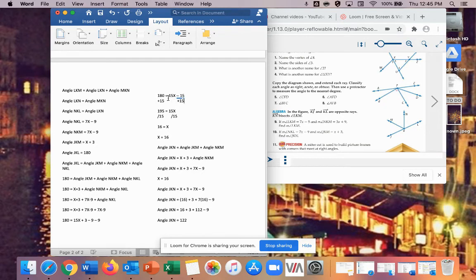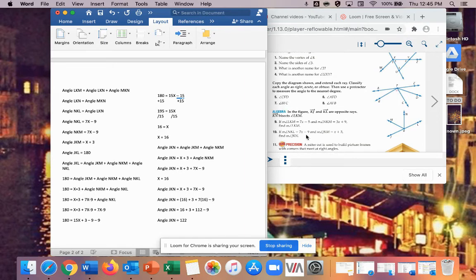Add 15 to both sides. That gets rid of the minus 15. And 195 equals 15x. Divide by 15 on both sides. 13 equals x, which is the same thing as x equals 13. Are we done? No, because the video has a few more minutes left.